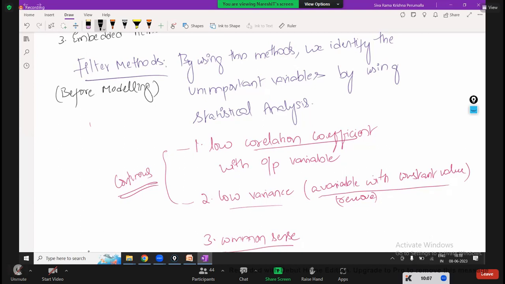So how are we going to remove variables? It is based on statistical analysis. We can't remove a variable of our own choice. We have to prove why we are removing it, by showing that it is particularly not useful, and then we remove that one. So that is before modeling. This entire set of filter methods is applied before the modeling.